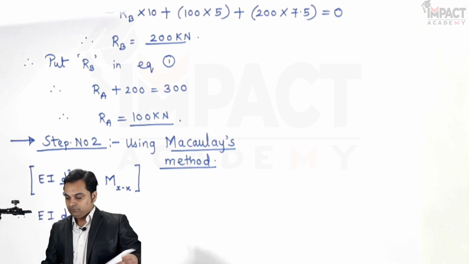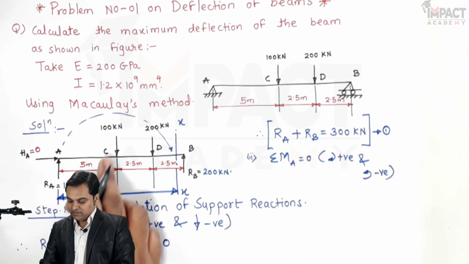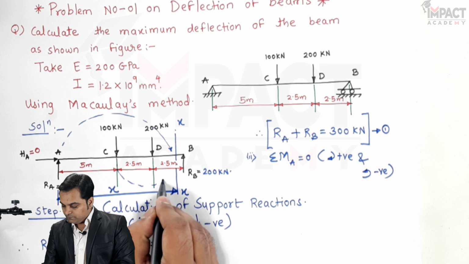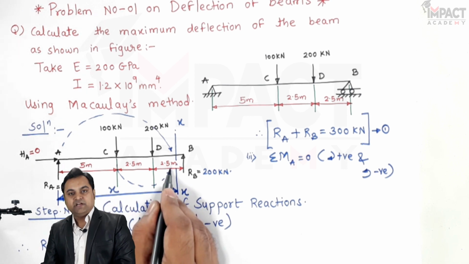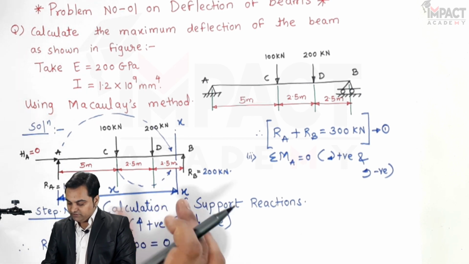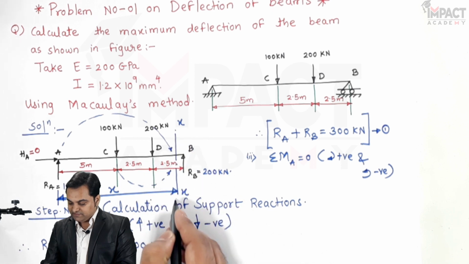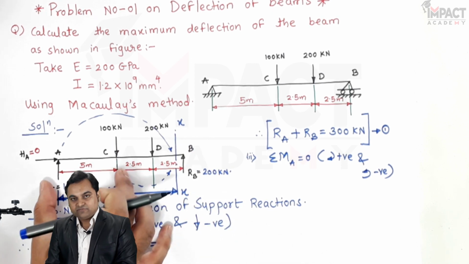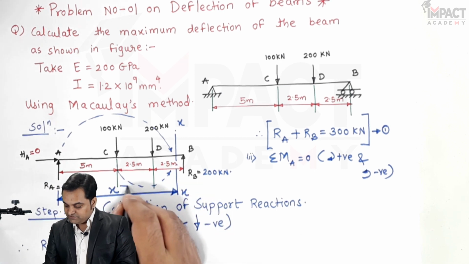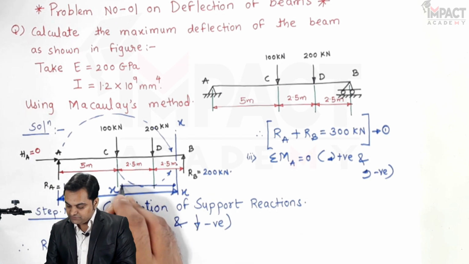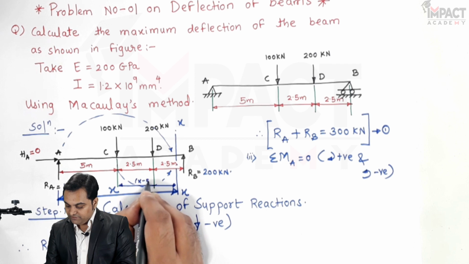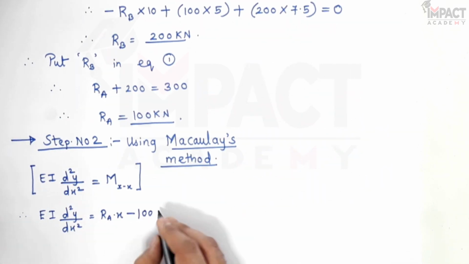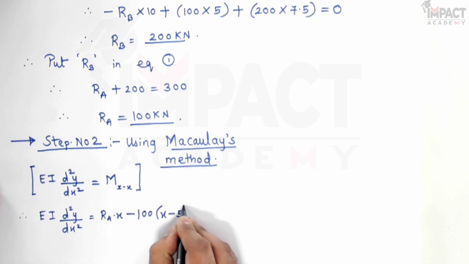Next, this 100 into... it is coming out to be in anti-clockwise direction, so that would be negative. Now the distance between the section XX and the 100 kilonewton force is X minus 5, because this much is the distance between the two sections. So it is minus 100 into X minus 5.